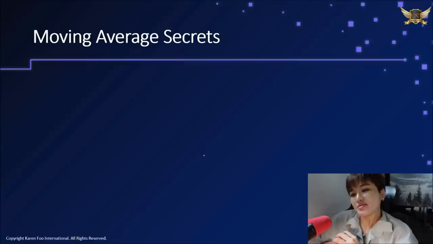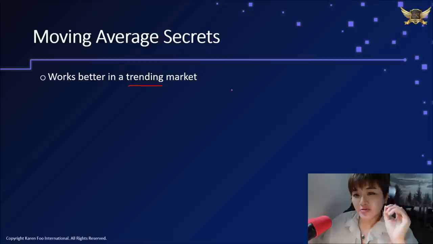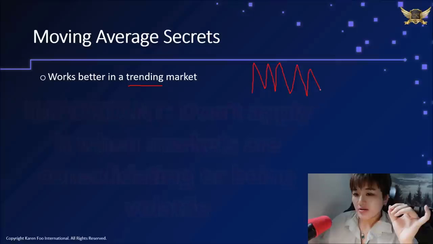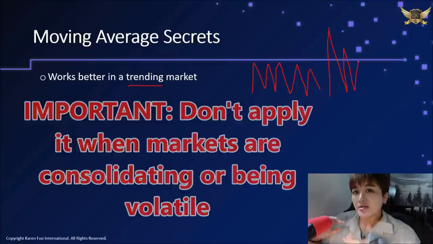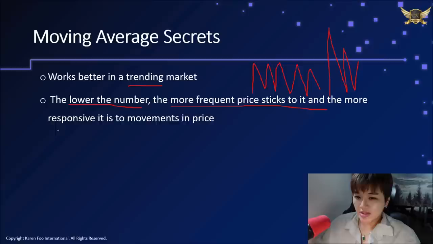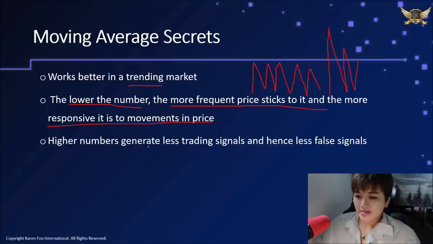Some secrets that you might want to know. It works better in a trending market. So please don't use it in a ranging market because it's gonna give you false signals. Don't use it in a volatile market where prices are going crazy. You don't know whether it's ranging, you don't know whether it's trending, don't use it. The lower the number, the more frequently price sticks to it, and the more responsive it is to price movements, like I showed just now. Higher numbers generate fewer trading signals, but fewer false signals, okay?